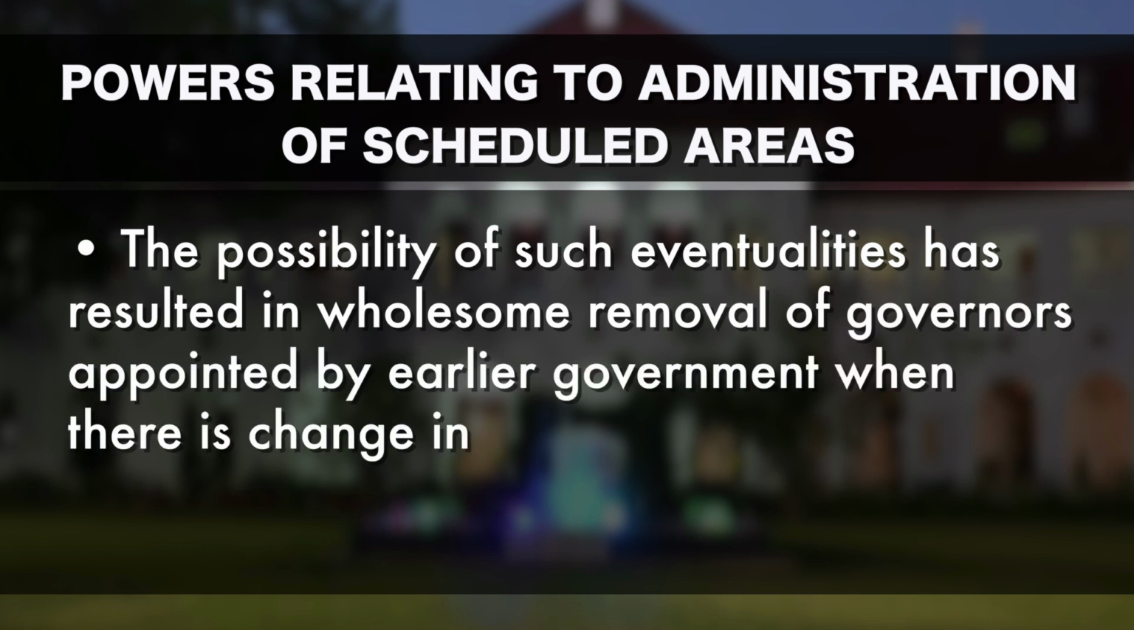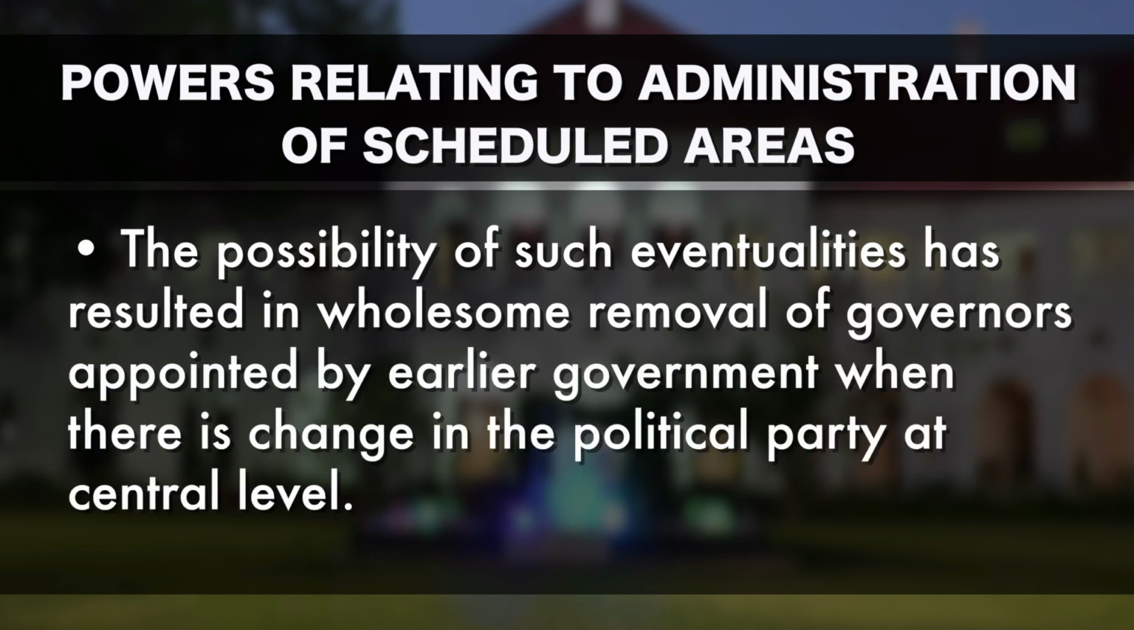The possibility of such eventualities has resulted in wholesale removal of governors appointed by the earlier government when there is a change in the party in power at the central level. For example, in the 2014 parliamentary election, when there was a change in the ruling political party at the union government level, there was a mass removal or resignation of the governors of the states. It has not happened for the first time; rather there have been many such instances in the past also.